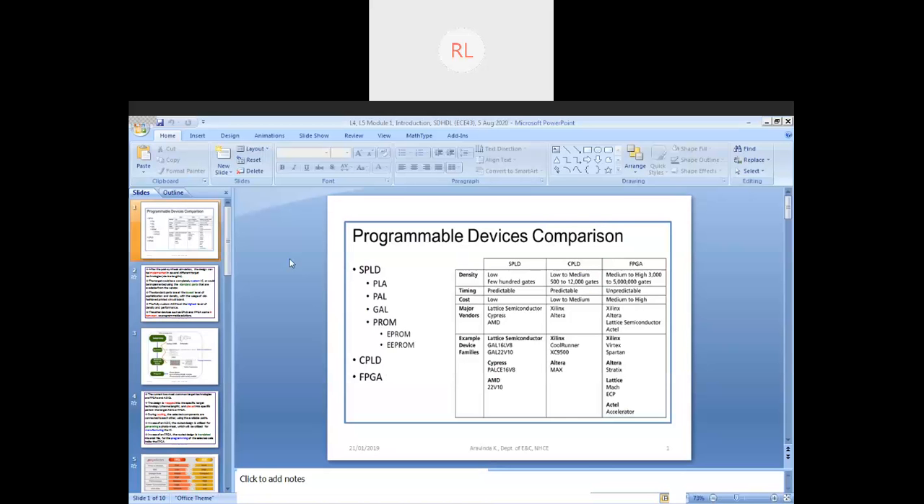Now here we will see a simple differentiation between SPLDs, CPLDs and FPGAs. The most important thing that you have to see here is the density. As you see, density is varying very much. How do we calculate the density? It is nothing but the number of gates involved. Here you can see a few hundred gates available. Then in CPLD you can see the number of transistors. Now, transistors are in general called gates.